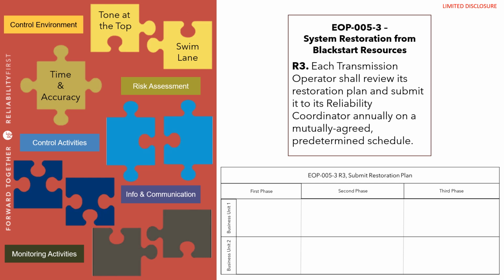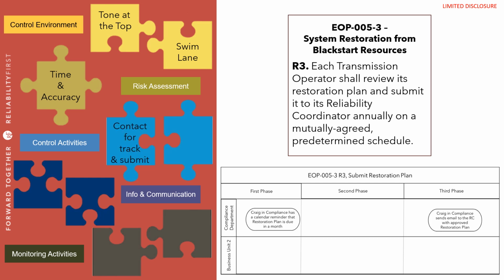Let's say his name is Craig in Compliance, and he puts a calendar reminder for a month before the restoration plan is due. And we'll use the same person to send the final email to the RC with the plan in it. We'll start and end with the same person. And for another activity, let's say we have the operations department team review and update the plan. Simple enough.